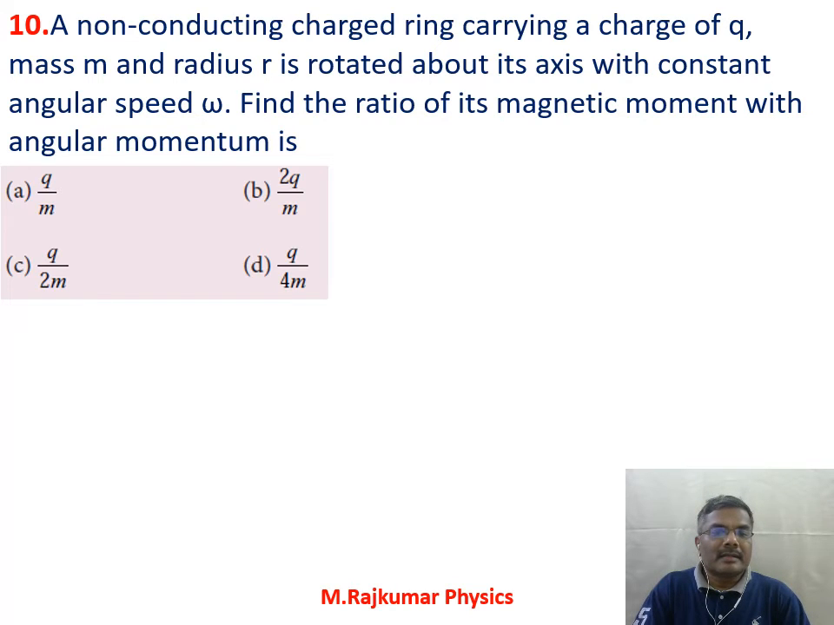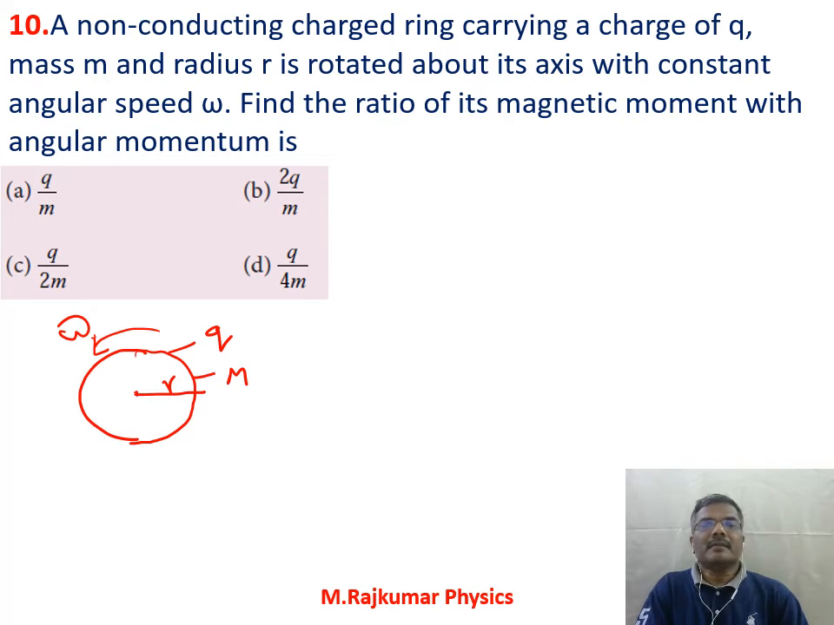See, what is given in this problem is a ring like this. It is a non-conducting ring, but it is having a charge of q, and it is having a mass of m, and it has a radius of r. This is the condition of this ring, and this ring is rotated, either clockwise or anti-clockwise, with an angular speed of omega. What they are asking is the ratio of magnetic moment with angular momentum.